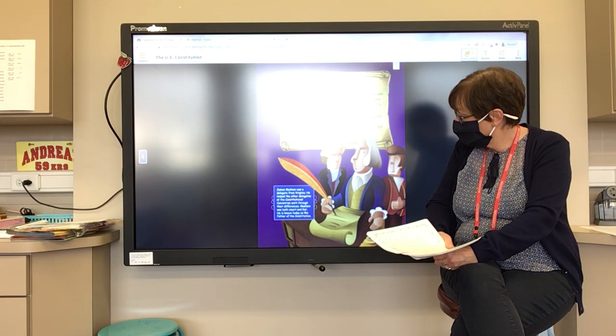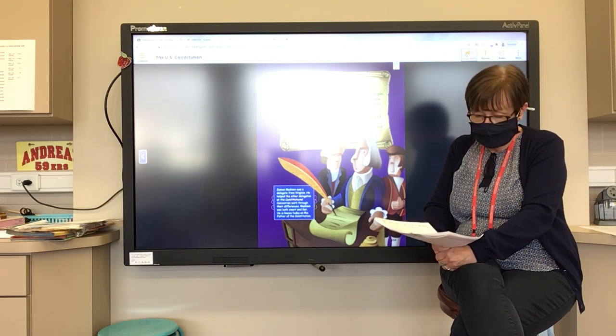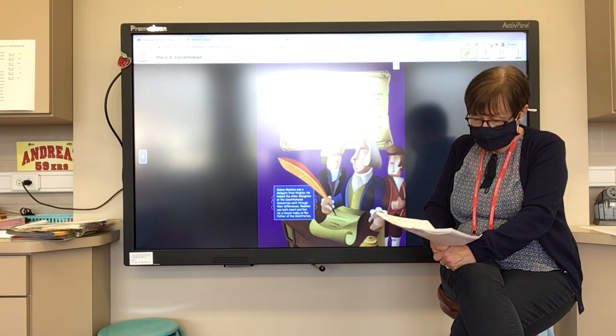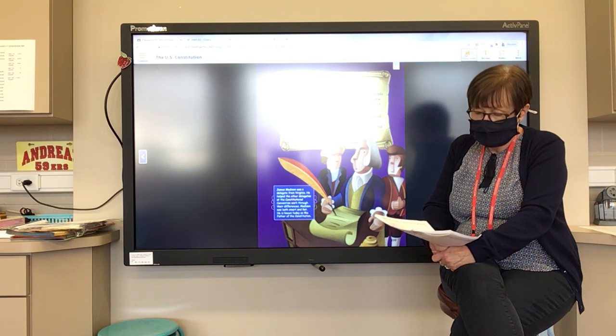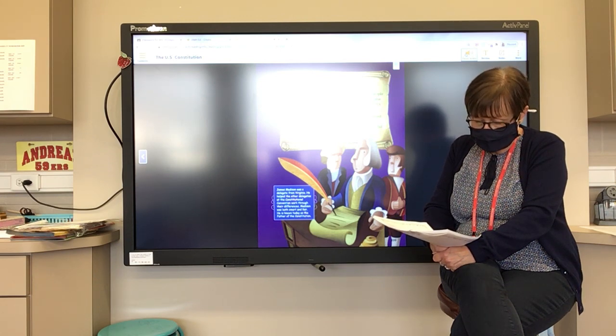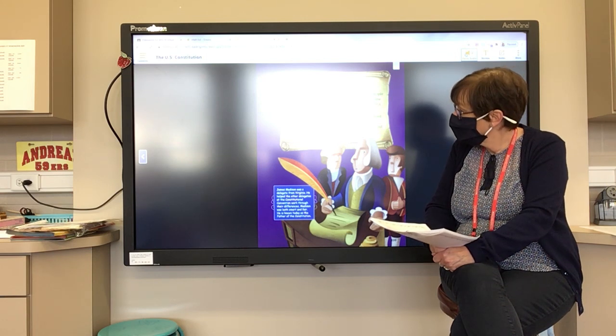James Madison was a delegate from Virginia. He helped the other delegates at the Constitutional Convention work through their differences. Madison was both smart and fair. He is known today as the father of the Constitution.